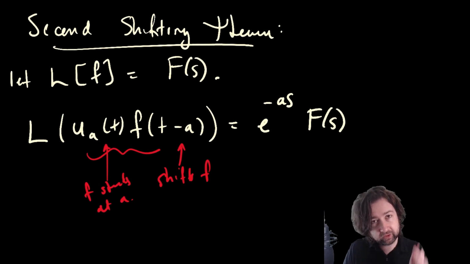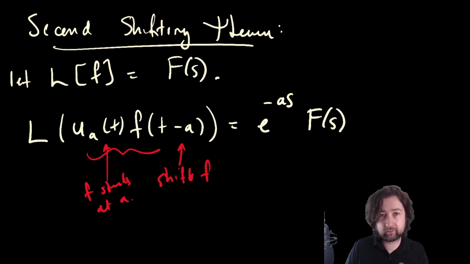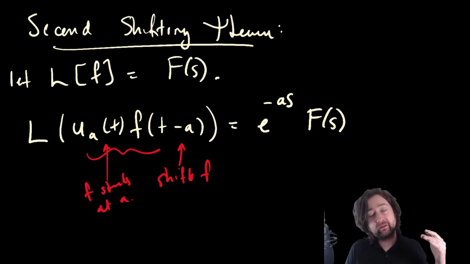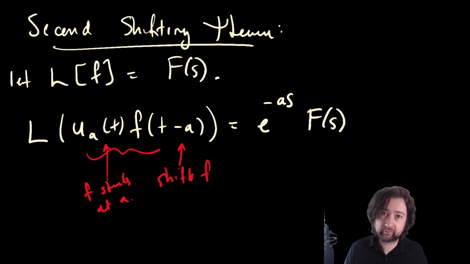And that, just like in the first shifting theorem, that shift corresponds to a multiplication by an exponential, but with the reverse sign. In the case of the first shifting theorem, we had that a shift corresponded to an e to the at for t minus a. Now we have a shift in the opposite direction. So e to the minus as F of s.